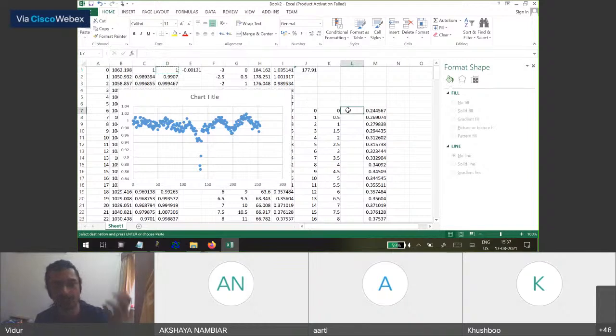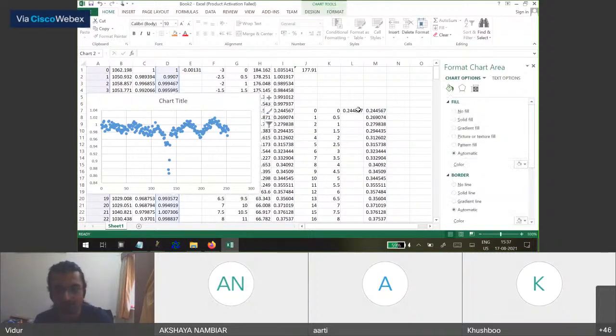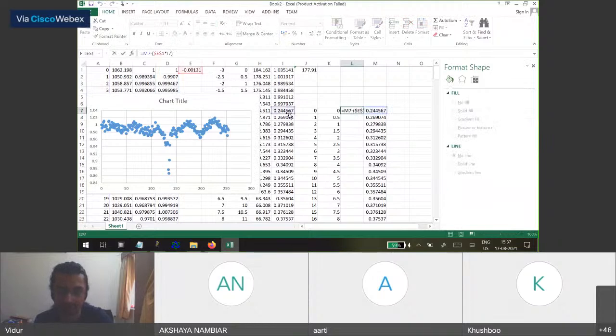Just copy pasting this formula, where you put equal to M7, which is your first post-bleach frame of interest, subtracting the acquisition bleaching coefficient multiplied by the frame number, which is here 0. And you press enter, and you'll have some value.